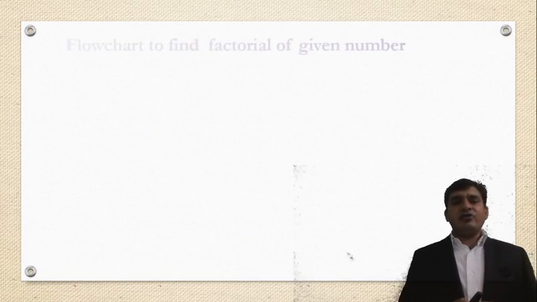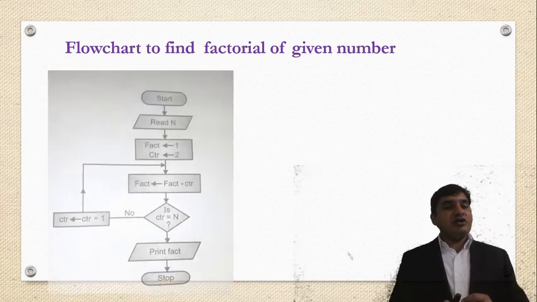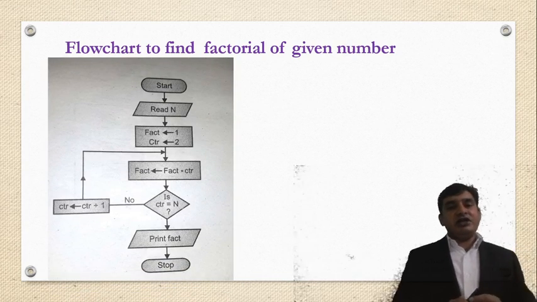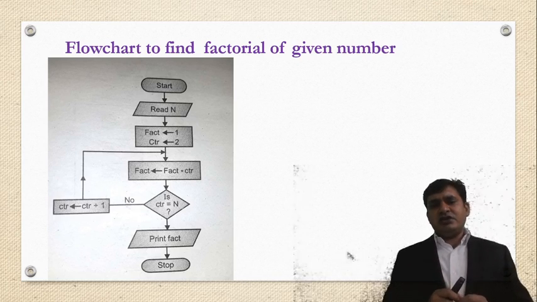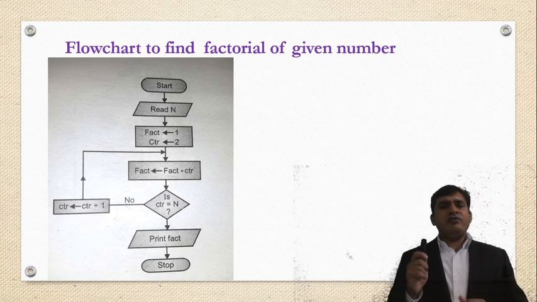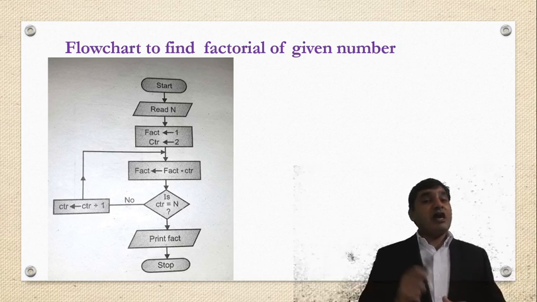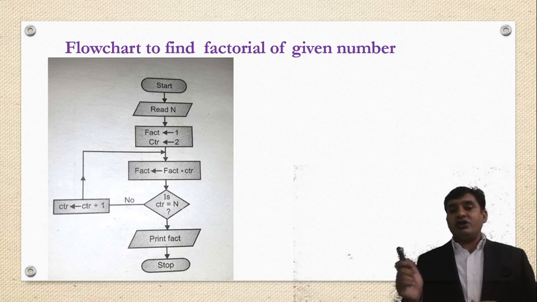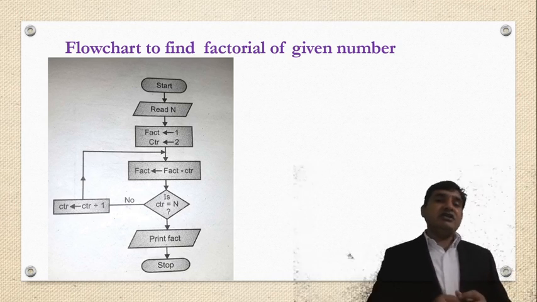Next flowchart. Flowchart to find factorial of a given number. Factorial means if we have to find factorial of 5, then it is equal to 5 into 4 into 3 into 2 into 1. So it is equal to 120. Factorial of 5 is 120. Okay. So first start. Read the number.